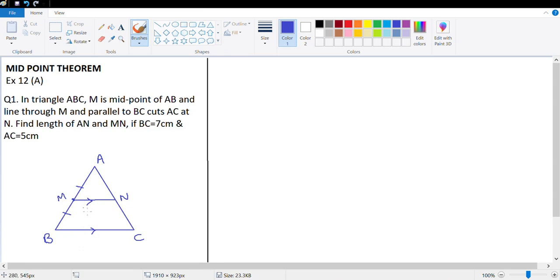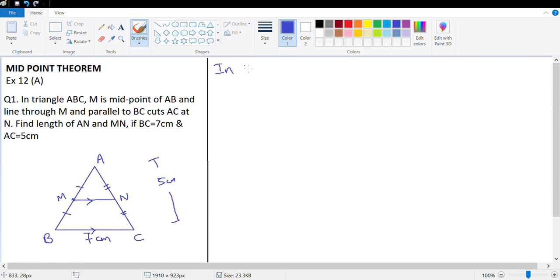In fact, this looks like the second question that we did right now. One midpoint is given and the line is parallel to the third side, which means N will have to be the midpoint of AC. We'll write all that down, but we're just trying to understand what it means. So we've cut AC at N, which means find lengths of AN and MN if BC is equal to 7 centimeter and AC is 5 centimeter. So let's write this down.